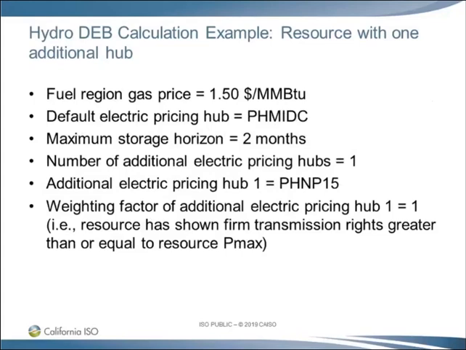The fuel region gas price of that resource is $1.50, and given where it's located and which BA it's located in, the default electric pricing hub is the Mid-C power hub. The resource has a maximum storage horizon of 2 months, and the resource has provided sufficient documentation to be eligible for one additional pricing hub. So in this case, they've shown that they have firm transmission rights to the NP15 hub. And since the firm transmission rights shown is greater than the Pmax of the resource, the weighting factor for this hub is equal to 1.